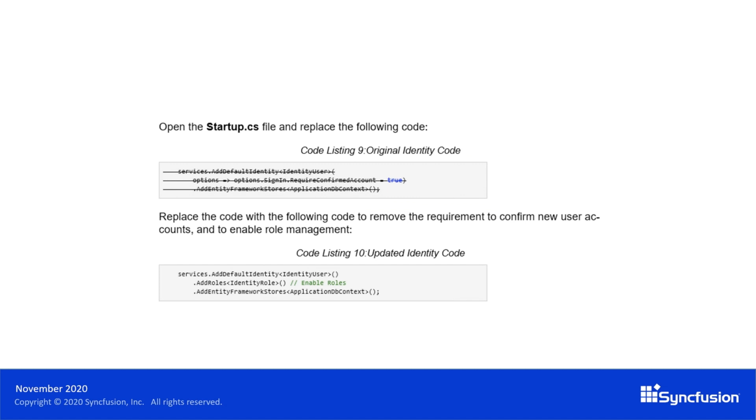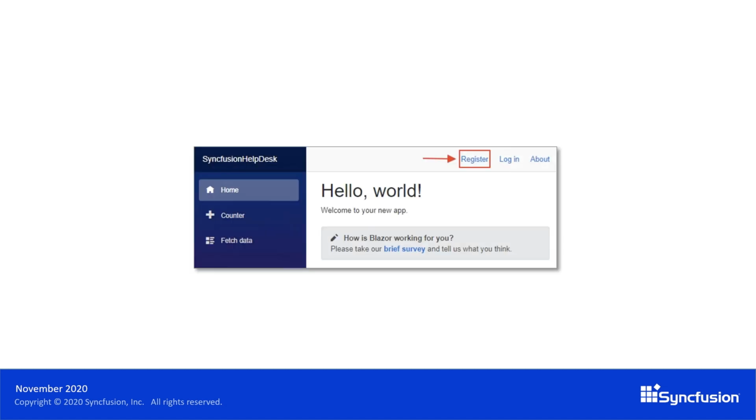And the reason why we're enabling roles is we want to have some code and some features that only the administrator will see. So we need to enable role support. So now if we hit F5 to run the application, this screen will come up.